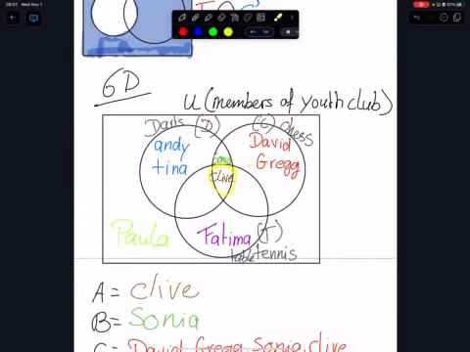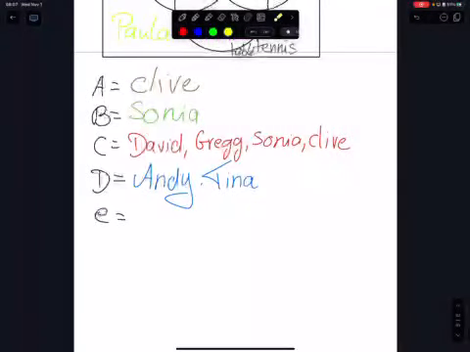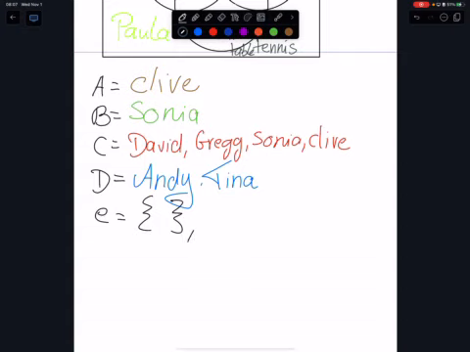This one plays all three. So then introducing something new is the empty set. You can write it like that, or it can be written like this. It's an empty set.